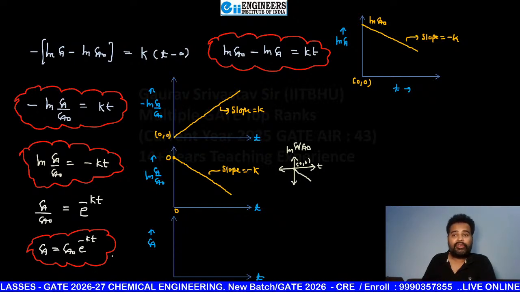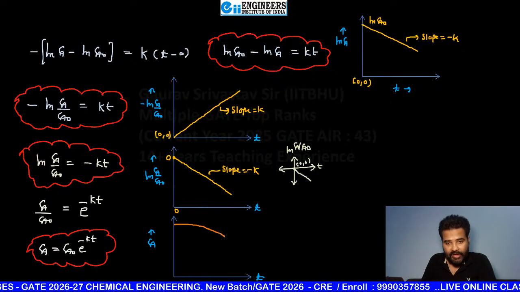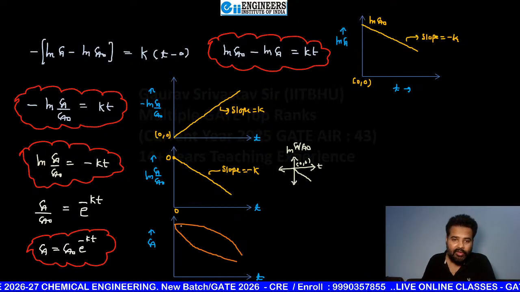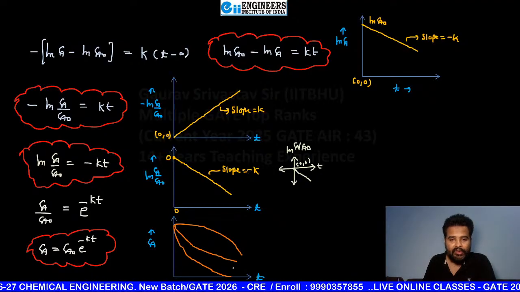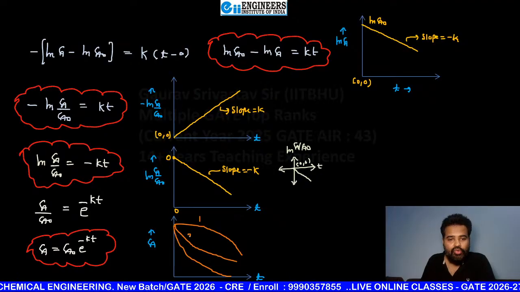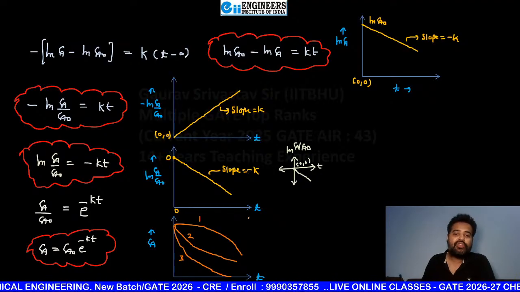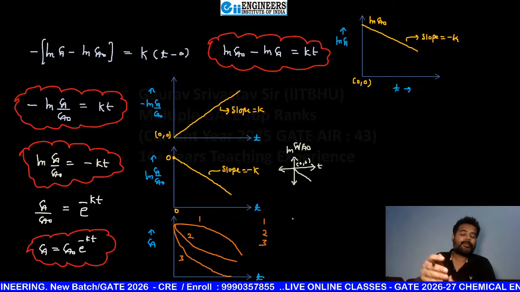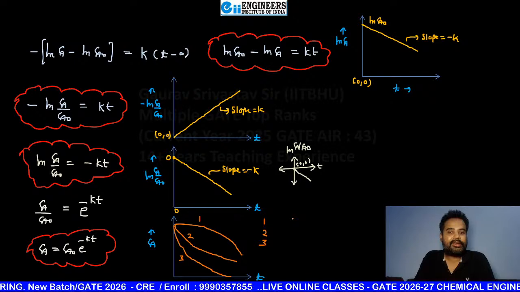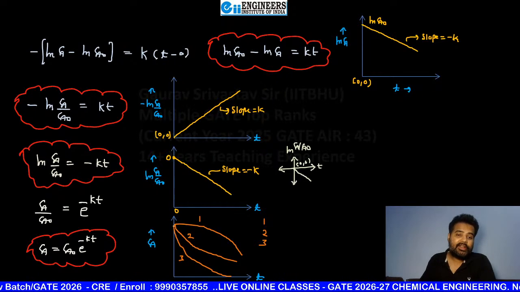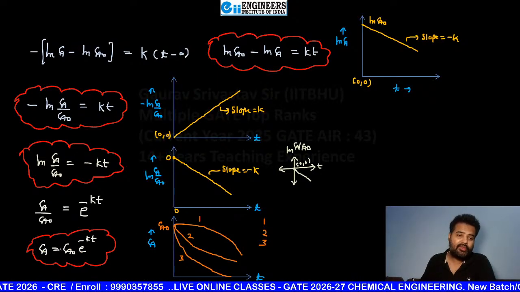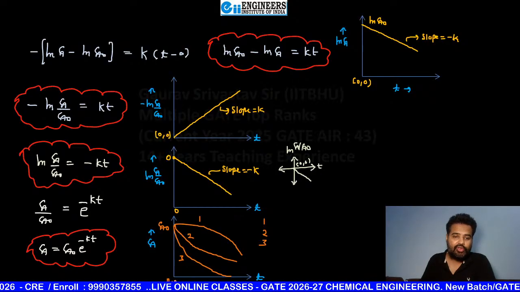So you have to tell me, beta, this one is correct, or this one, or this one. 1, 2, 3, which one is correct? Which graph is the correct one? Please tell me. Clearly the starting point is CA naught. T is 0, e raised to power 0 means 1, so CA will be CA naught when time t is 0. So clearly 0, 0 here.